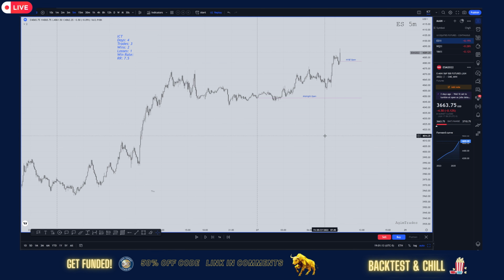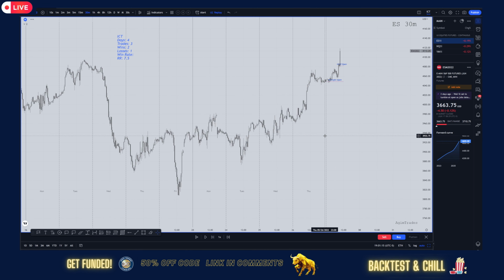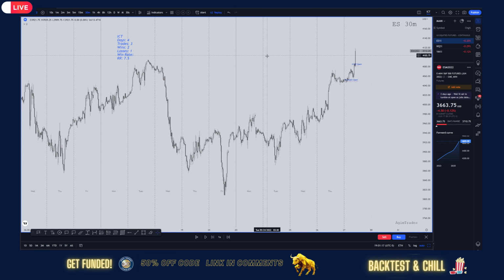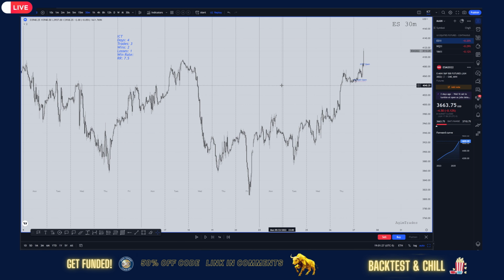All right, so let's look at this. Let's look at the 30-minute. Let's look at this week. So we definitely broke through this order block here that we're using to get our short little scalp. And let's get an even higher time frame. Let's go to 4-hour.